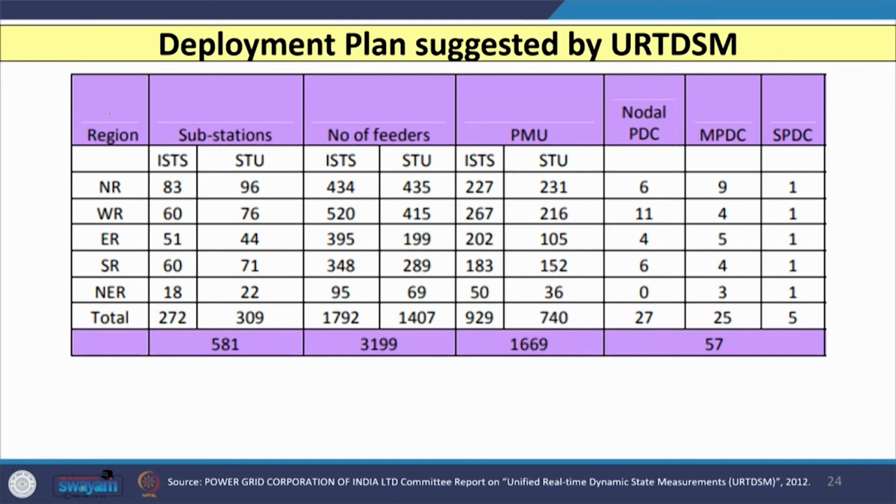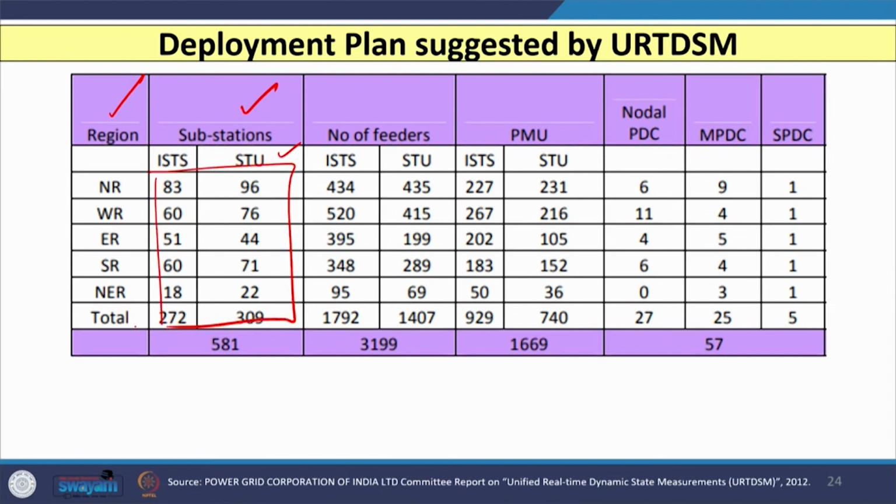So, if I just understand the deployment plan as suggested by URTDSM, you can see that I have given the regions starting from northern, western, eastern, southern and northeastern regions. And then in the second column I have mentioned the substations where I have the interstate transmission systems and state transmission utilities, the values are there. So, this is also mentioned.